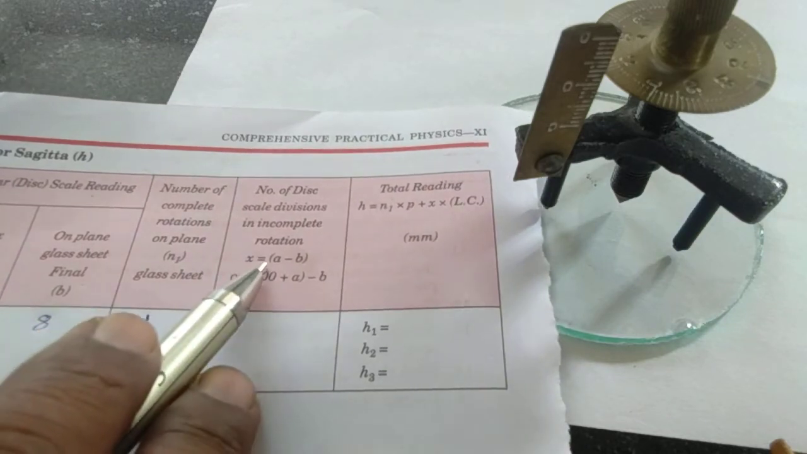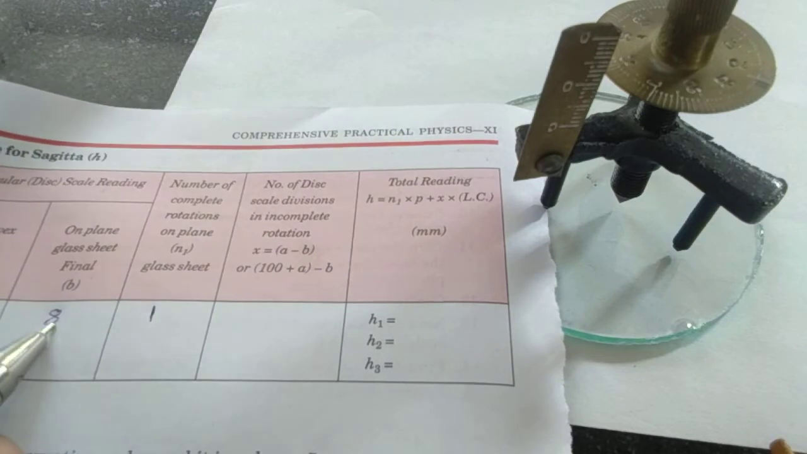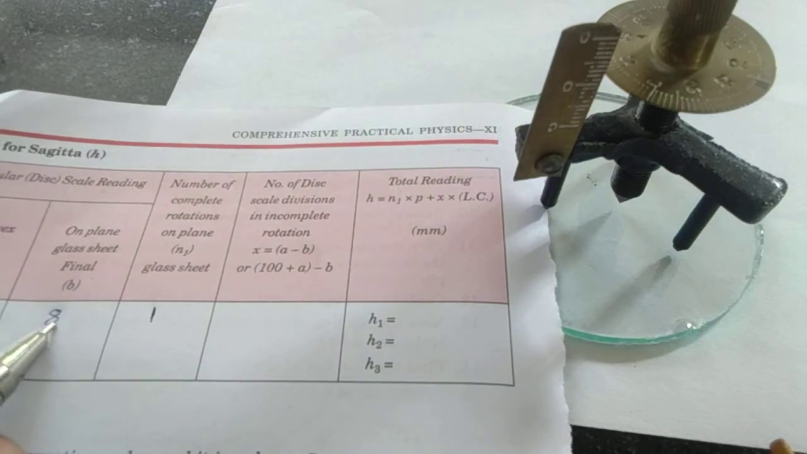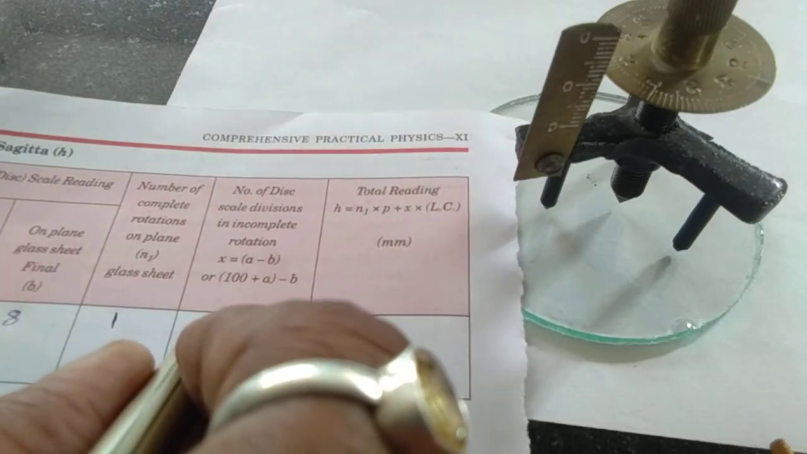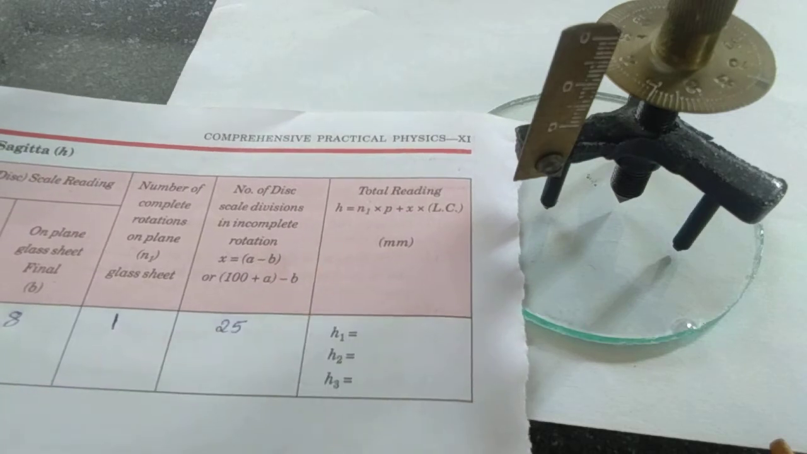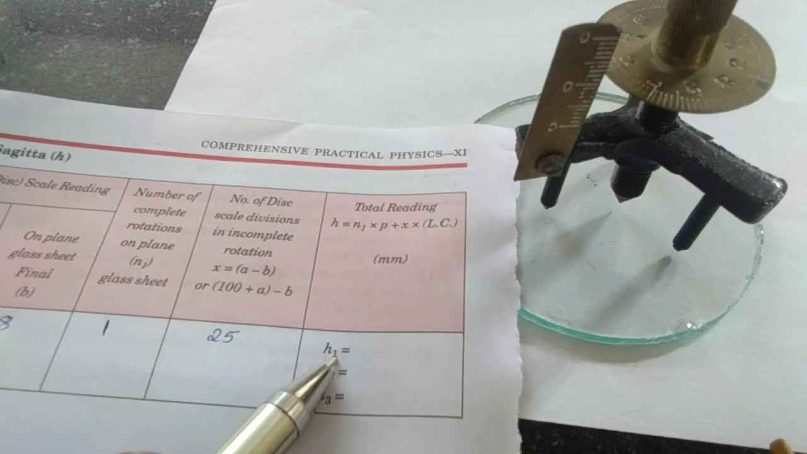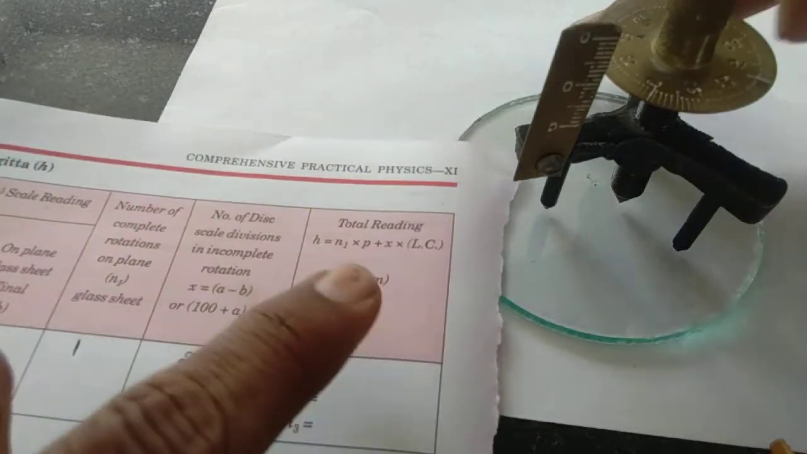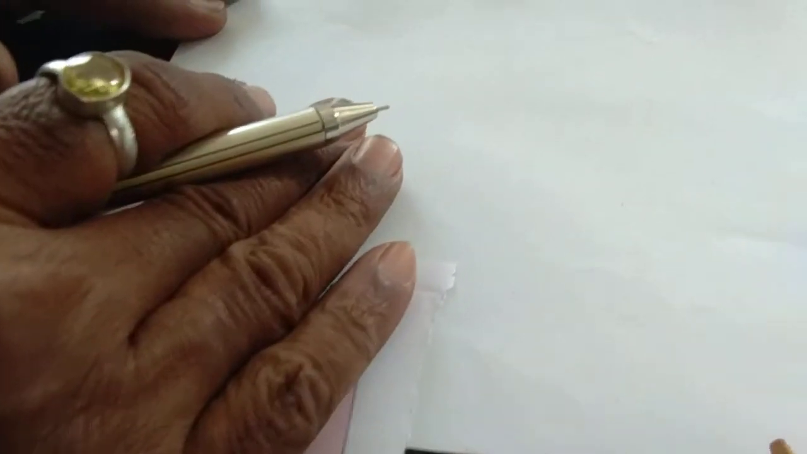Now x is equal to a minus b. a is 33. 33 minus 8 is equal to almost 25. Let's write it as 25. Then how do we calculate this H1? I will just show you. Here we have one formula. H is equal to.